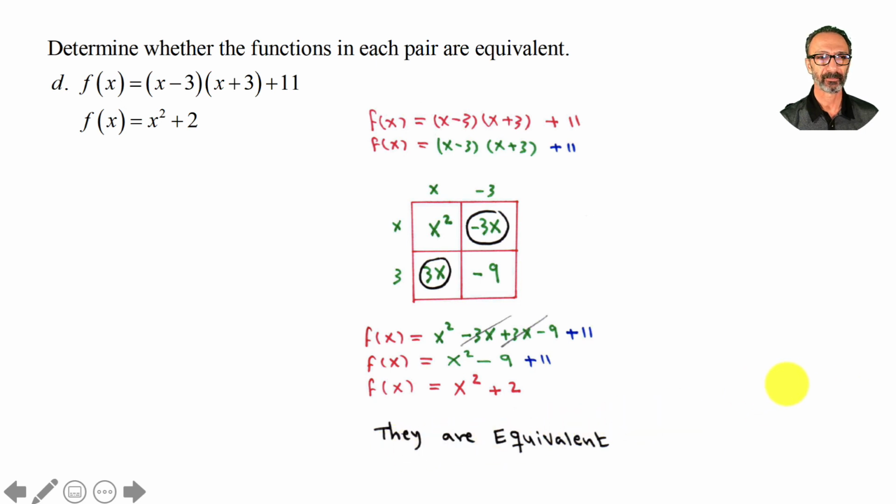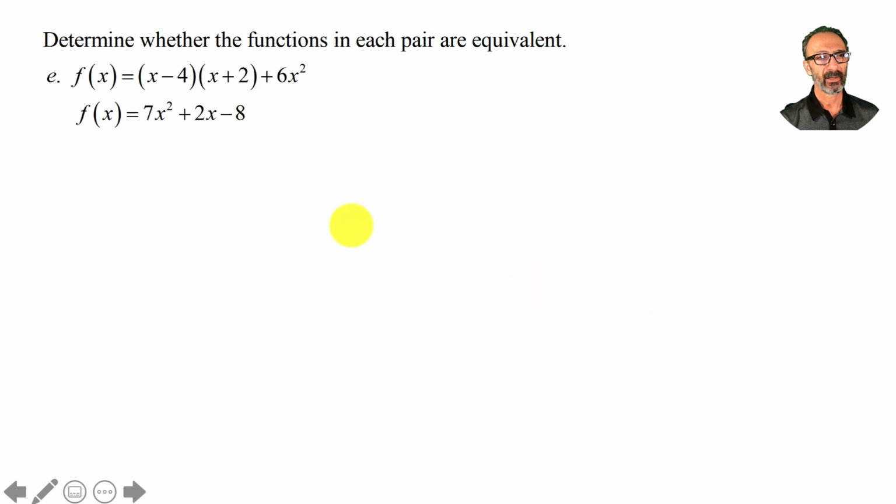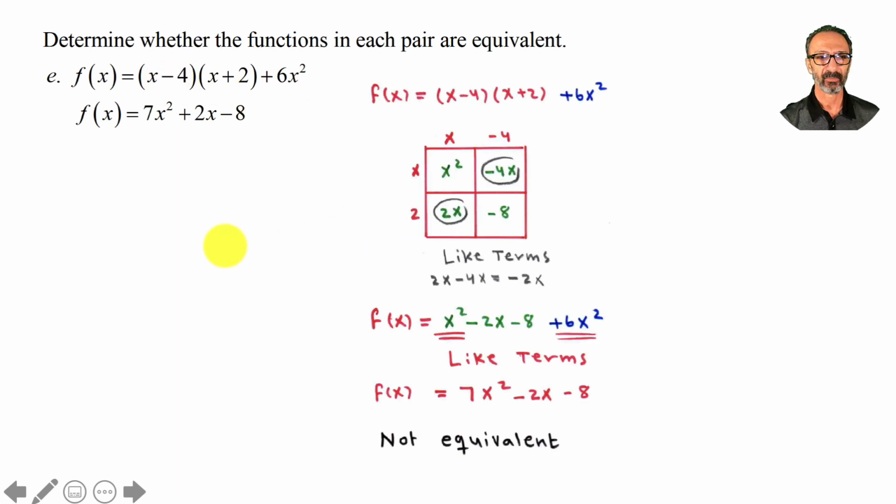One more. The second one is already in standard form. The first one we need to work on. And here's the work, trying to save you some time from going step by step. So we have x minus 4 times x plus 2. I have x squared here. I have minus 4x here. I have positive 2x here. Minus 4 times 2 is negative 8.